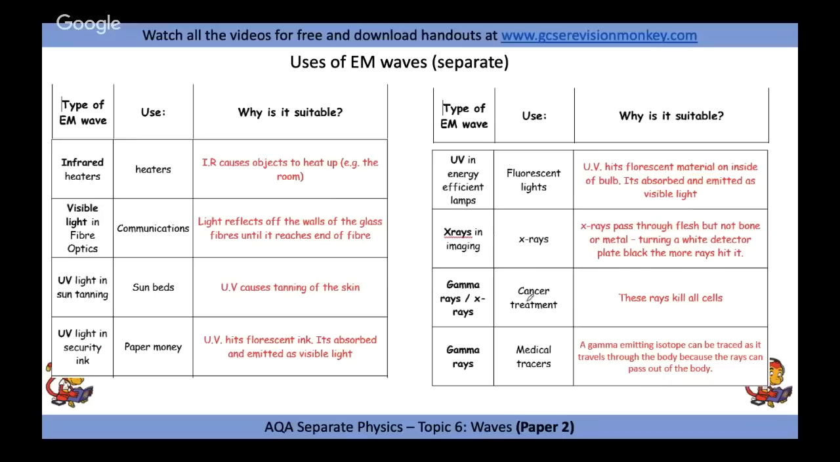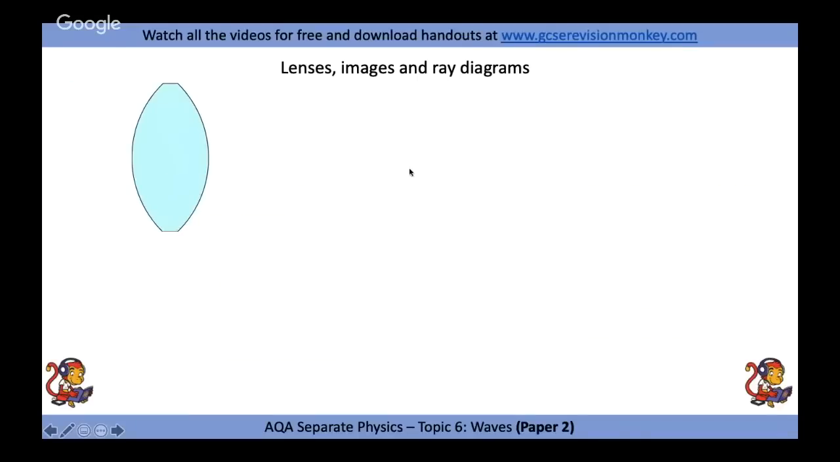And gamma rays and X-rays for cancer treatment, well, why? Because they kill all cells. Gamma rays are also used as medical tracers. So a medical tracer is where you might swallow a meal which contains radioactive materials, and because it passes through the body, it will pass out of the body easily to be detected. So a little bit on lenses then.